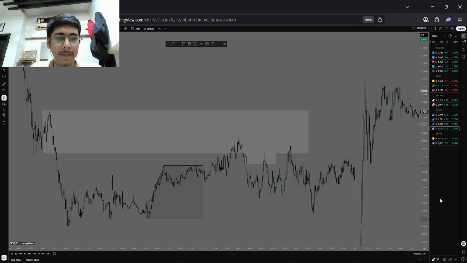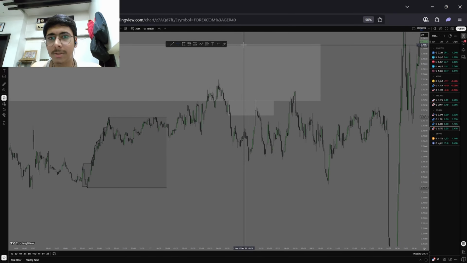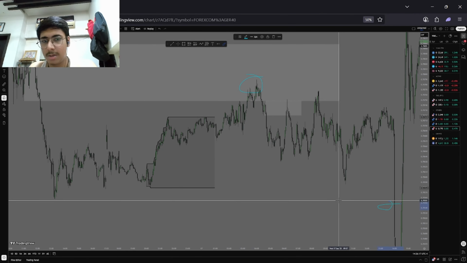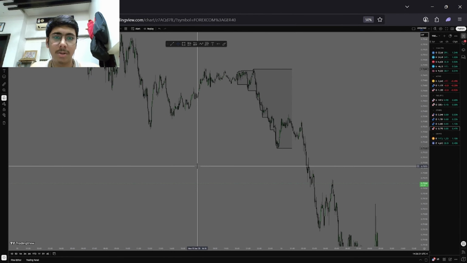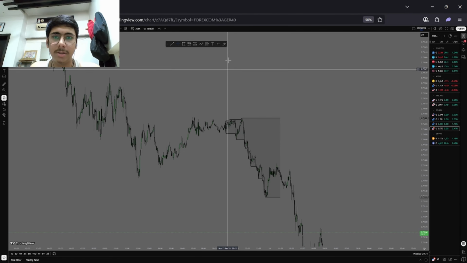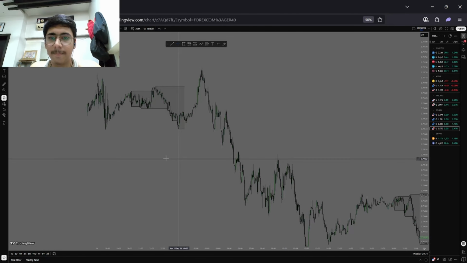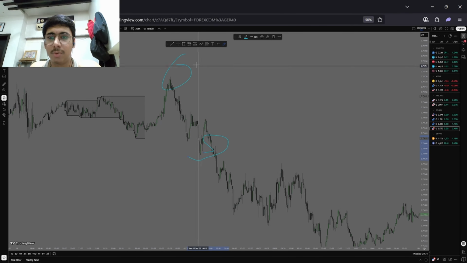Most of the time price would take lows and highs, both sides of the Asia range. This was the high taken, and this was a low. The same happened the day before yesterday. Here only the low got taken, but we will see. Again a high taken, and then we reached out for Asia lows.